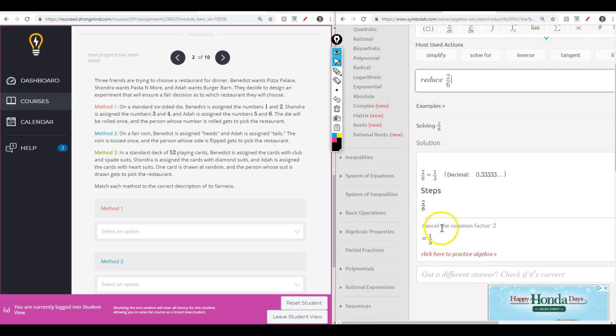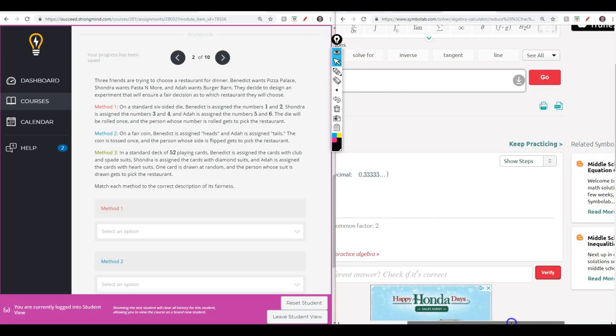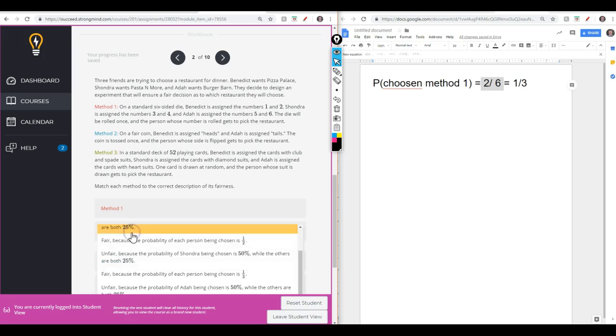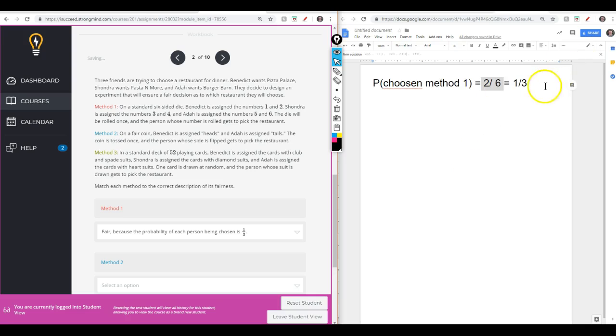And it will show you cancel the common factor of 2. What does that mean? That means that 2 can be rewritten as 2 times 1, and 6 can be rewritten as 2 times 3. The common factor is the 2's, which reduces down to 1. Then we have 1 times 1, which is 1, and 1 times 3, which is 3. So that's how it reduces down. So method 1 has a probability of 1/3 because each person has a probability of 1/3.